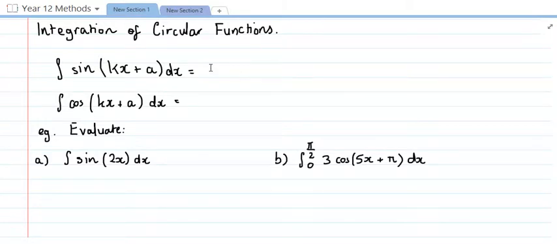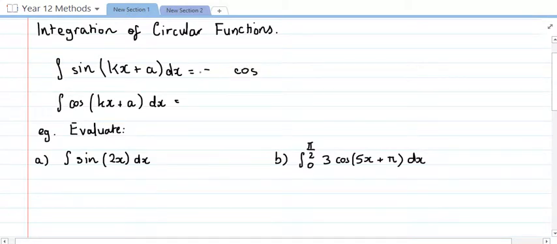Sine is going to become negative cos. I'm going to just leave a little bit of space there, okay? Because normally when we would differentiate, we would take the derivative of this and put it at the front. But instead of multiplying by that derivative, this time I'm going to divide by it. So it's negative 1 over k out the front of cos. The part in brackets is going to stay the same, so it's just kx plus a. And then because we've anti-differentiated, we need to remember to also put the plus c on the end.